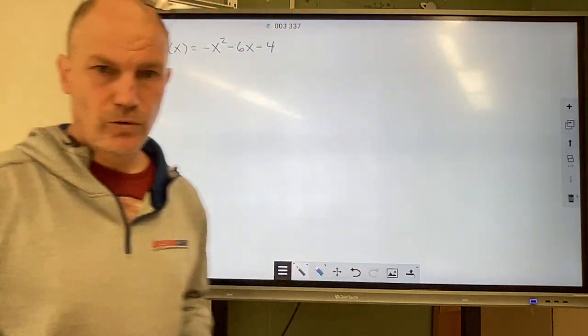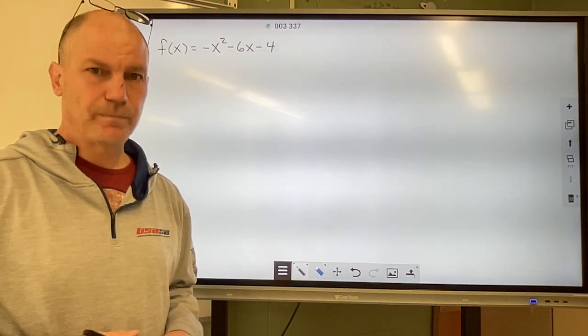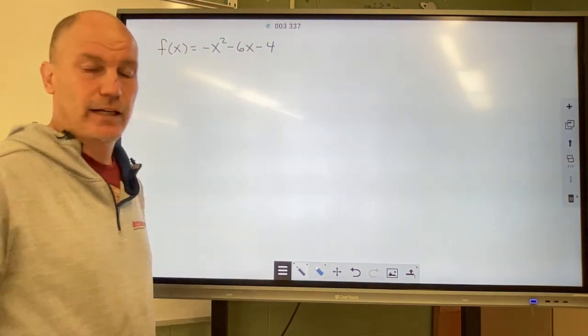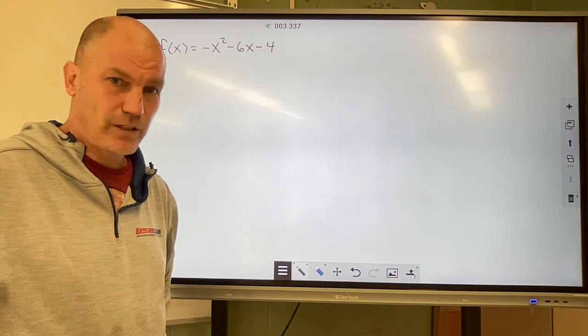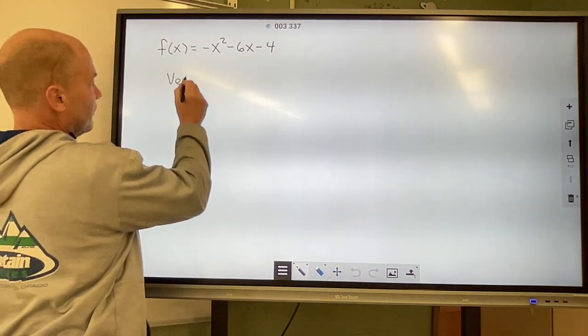So we're going to graph this quadratic equation that's in standard form. It's our job to look at it and go, oh yeah, this is in standard form. And because of that, we can find its vertex, right? So our goal is to first find the vertex.